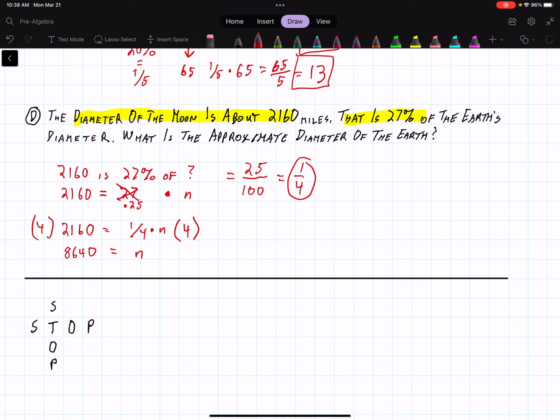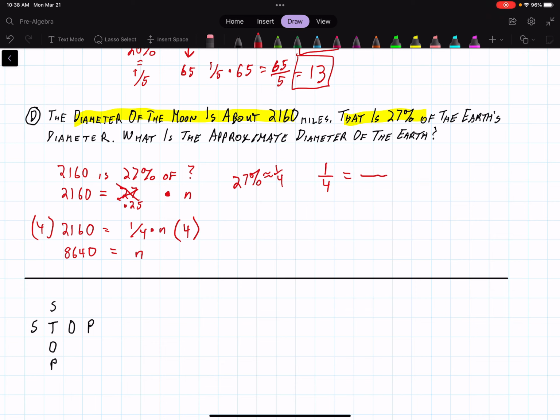8640. If we would go ahead and use a proportion like I thought we were going to, I'm just going to go ahead and do it. That 1/4 is still our estimate of 27%. Remember, we're saying that 27% is approximately 1/4. So we're going to set that up. Now we need part over the whole. Well, we know that the part is the moon, 2160, and the whole is the n.